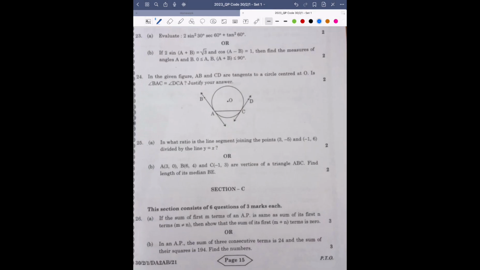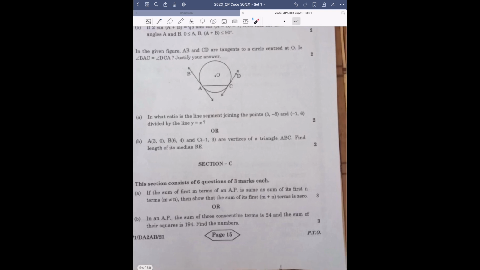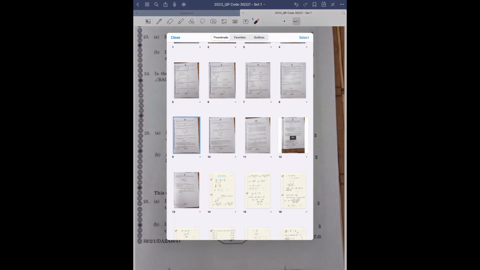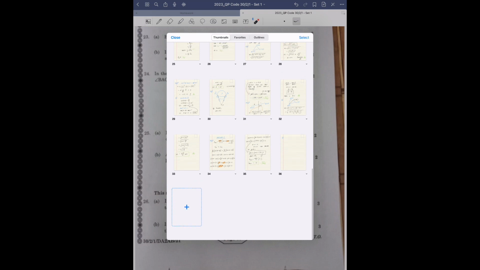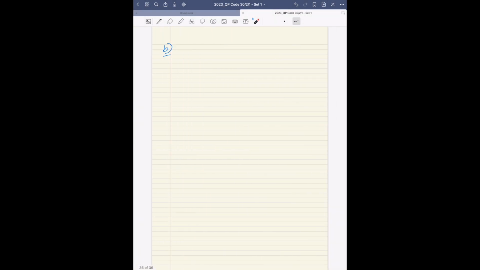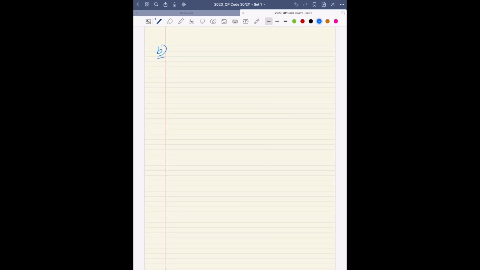Standard in the sense, whenever they talk about 3 consecutive terms, don't take it to be a plus d and a plus 2d. No, big no. Take it to be a minus d, a and a plus d. This is also mentioned in your standard textbooks, right? So in an AP, the sum of 3 consecutive terms is 24. Standard question. If you have solved AP properly, you would have easily solved this question.